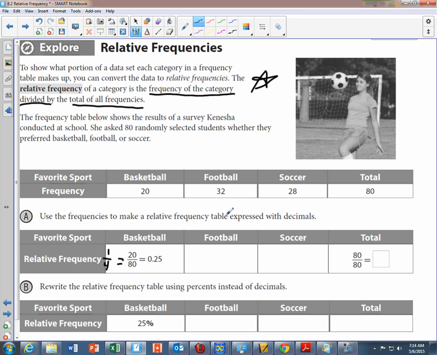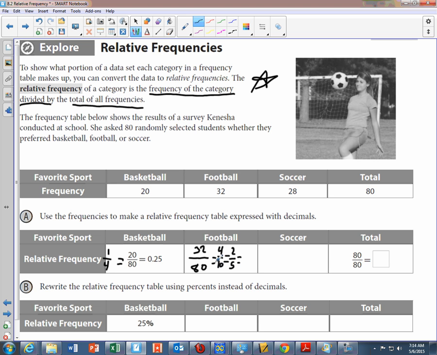Let's do another example so you can see how this works. Football, 32. Well, that's 32 over the total, which is 80. Now let's think of that as a fraction reduced. 32 over 80, I can divide both of those by 8, and I get 4 over 10, which I could reduce even more. I could divide both of those by 2 and get 2/5.